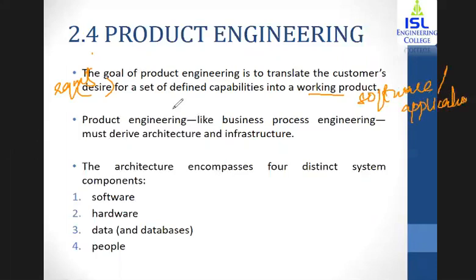Now this product engineering, like the business process engineering, the previous model that we have studied, like the BPE, it needs to derive different architectures and infrastructures. Within BPE, we have studied three different architectures: the data architecture, the application architecture, and technology infrastructure. Whereas product engineering also needs to make a few architectures and infrastructures. This architecture is going to have four distinct system components. These components are going to be software, hardware, data, and people.